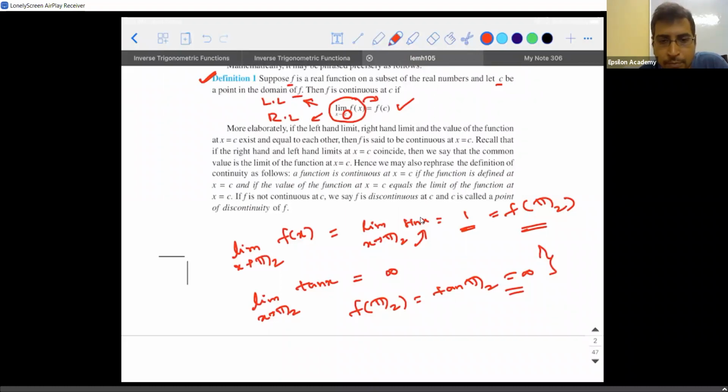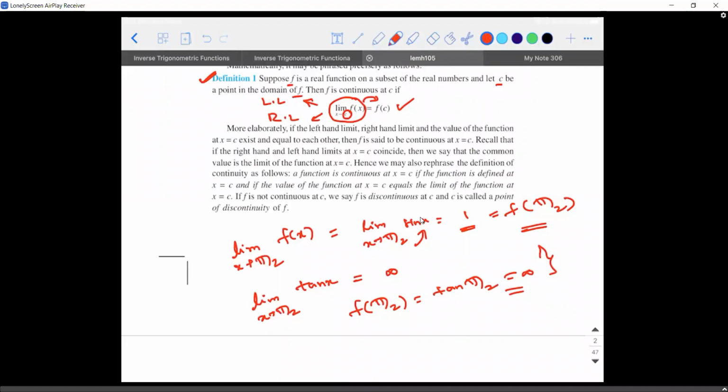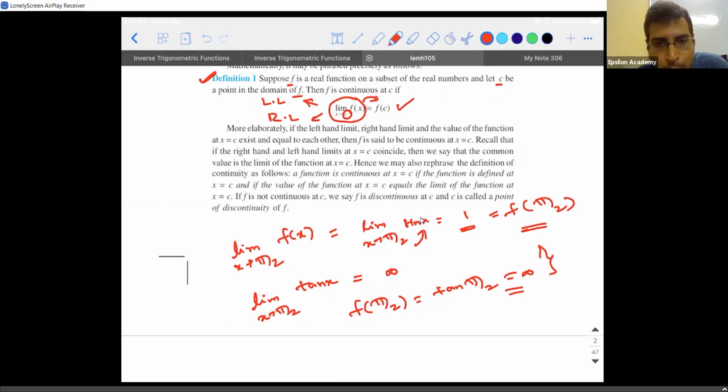Sir, how to find the domain, sir? To find the domain, you have to understand. You have to know the values of it. For trigonometric functions, we have already discussed how to find. Your work is only to remember them.